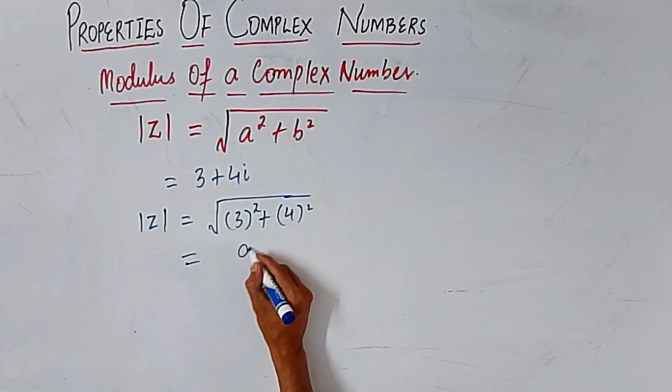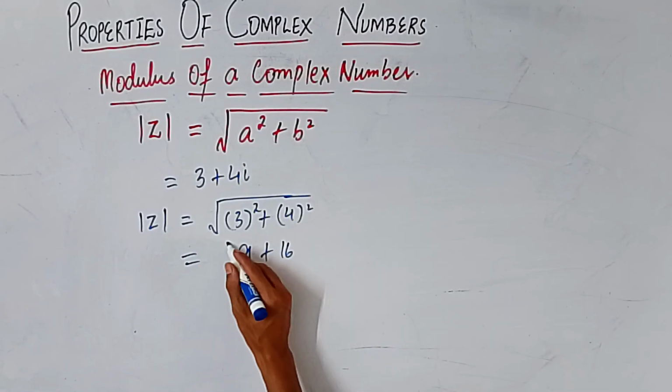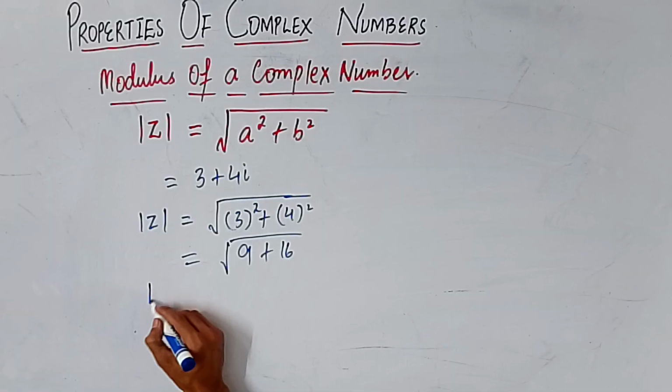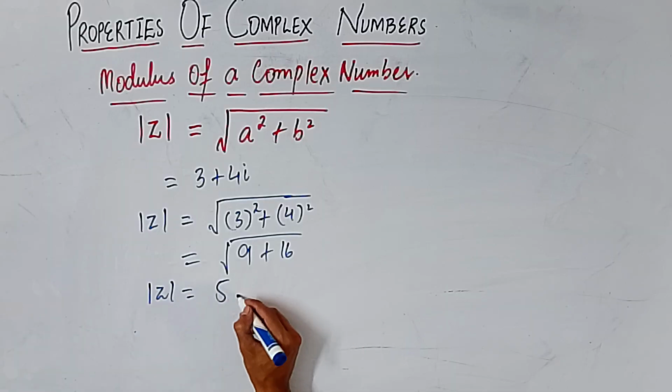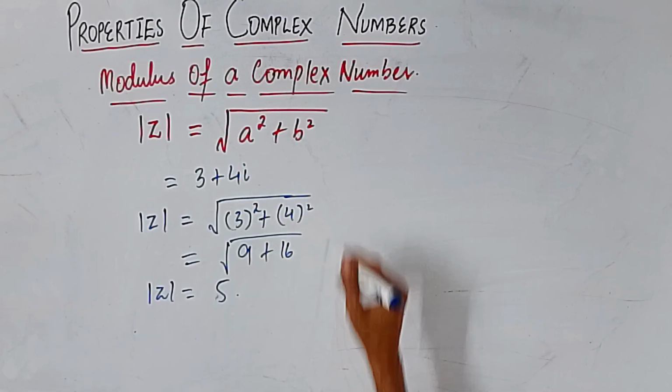So you will get 3 3s are 9, 4 4s are 16, and finally the modulus of this complex number will be the square root of 16 plus 9, under root 25, that will be 5. So this is how we find the absolute value or modulus of a complex number. Let's take one more example.